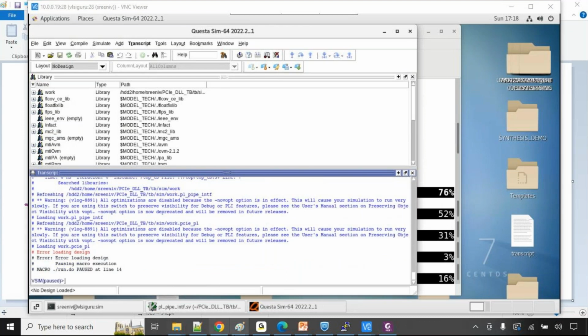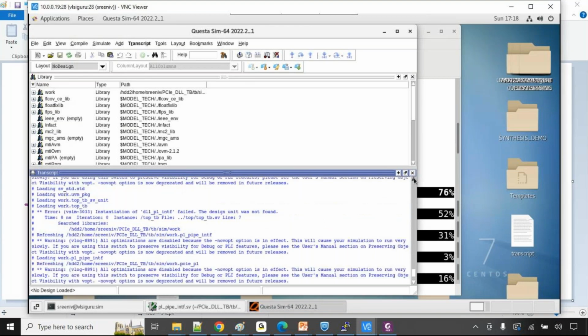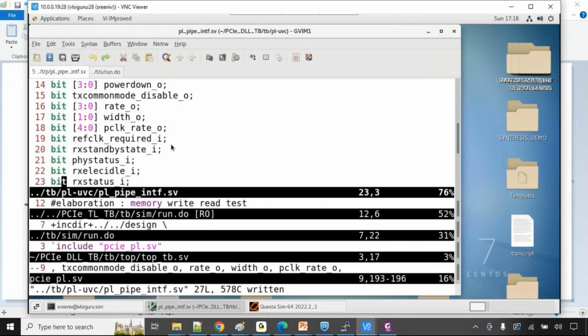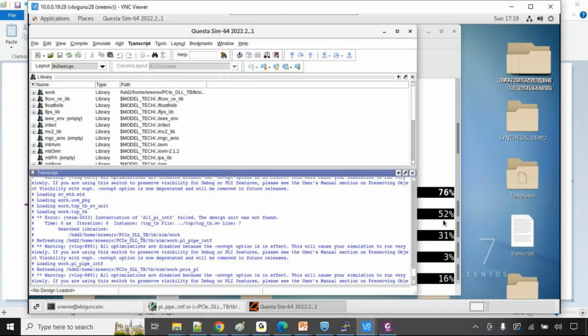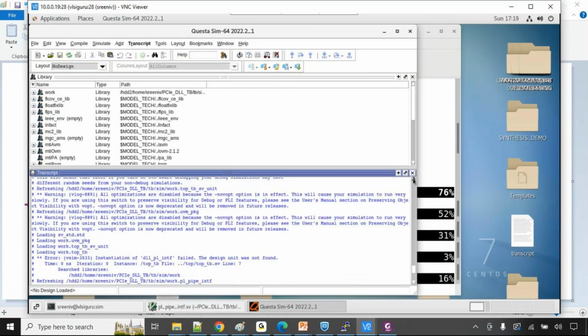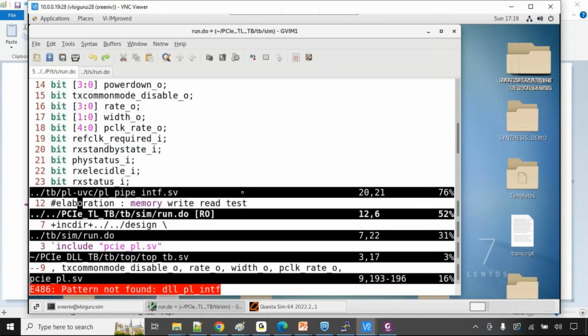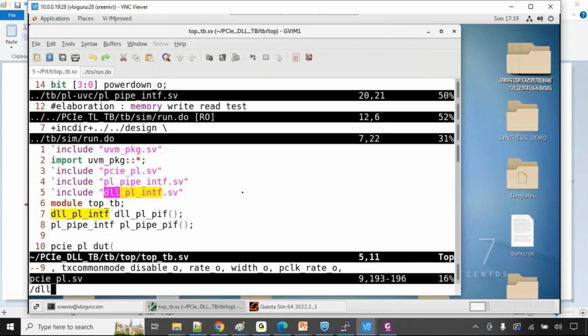I think there is another error. One last error. The DLL-PL interface failed. Why did it fail? DLL-PL interface. Is there any error before that? No error. Maybe the include is the problem. Let's go to top DLL, sorry. This is there. It is there.